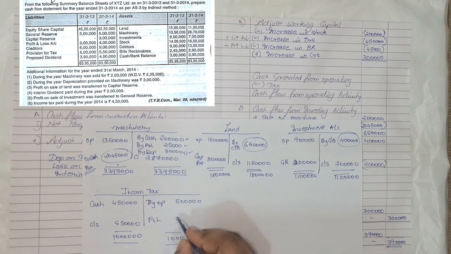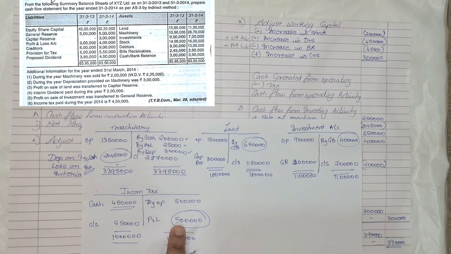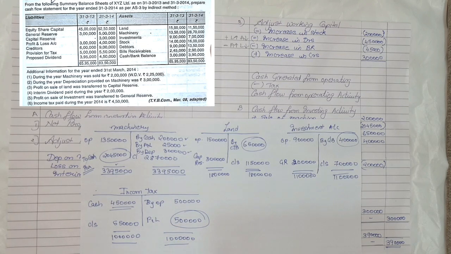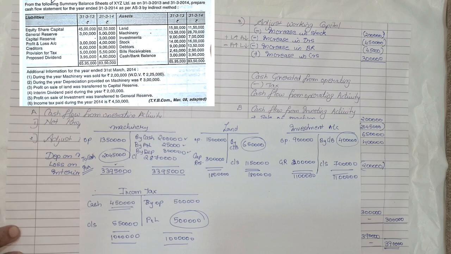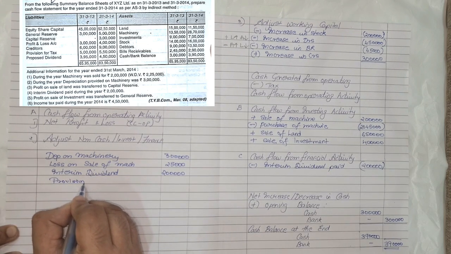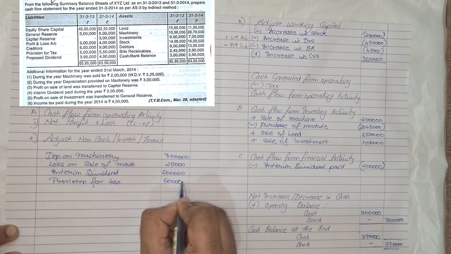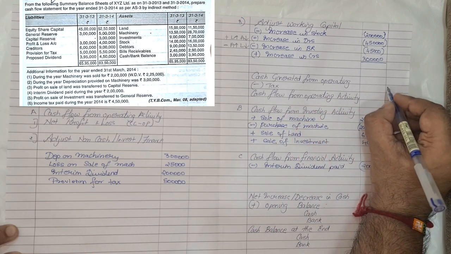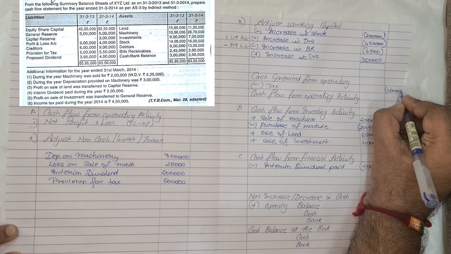Okay, so that basically comes to my P&L. So that's my provision, and this is the amount that we have paid. The income tax provision is 5 lakhs, and income tax paid is 4,50,000. Okay, so let us post these two values now. 5 lakhs, so I'm writing here provision for tax, and income tax paid. Income tax is paid 4,50,000, so less 4,50,000.